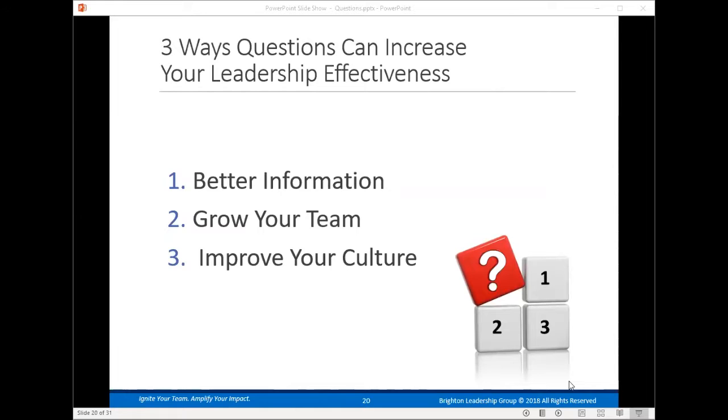And what you're suggesting is that by leading with questions, you're growing your team and improving your culture because you're removing that dependence on yourself as a leader. So you're growing leaders, not just solving the problems and not just improving everyone else's ideas.